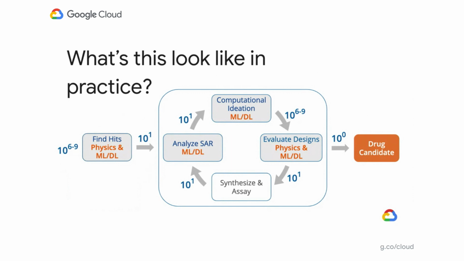The goal is to do this cycle as few times as possible. If you only had to do it once, it would be this dream world where you could go from an idea to a drug candidate going into the clinic within weeks or a few months. That's the future dream. Right now, even in the best case scenario, you're still doing this cycle many times.